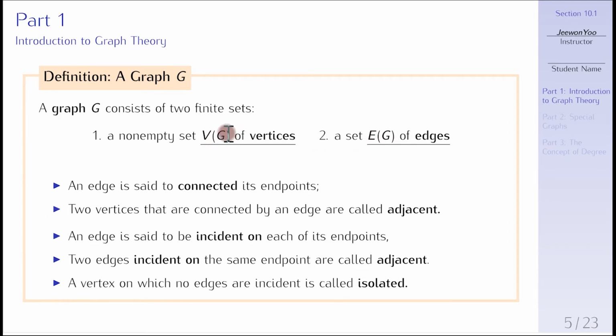So here are the new vocabularies. Two vertices that are connected by an edge are called adjacent. This is another vocabulary as well. Two edges incident on, you can look at what incident means right above there, Two edges incident on the same endpoint are called adjacent as well. And finally, we already know a vertex on which no edges are incident is called isolated.